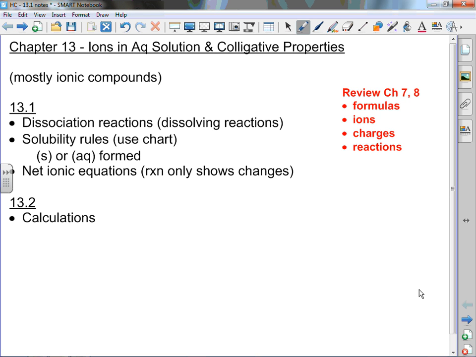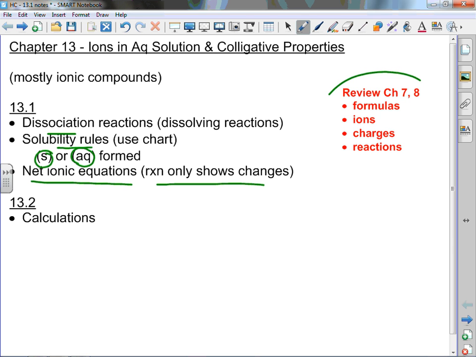Writing the reaction, the dissociation reaction for when a chemical dissolves in water. Number 2, look at the solubility rules of a reaction. What we mean by that is being able to predict not only what the products are, but what state they are: solid, liquid, aqueous. And then the last thing, write the net ionic equations. And the net ionic equations are basically a simplified reaction showing only what changes.